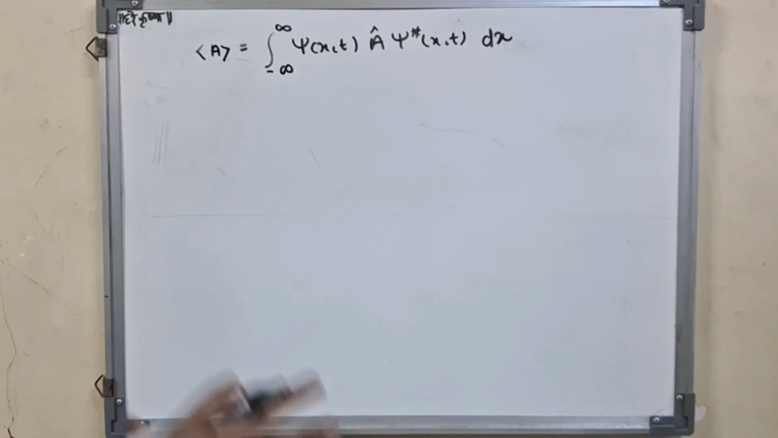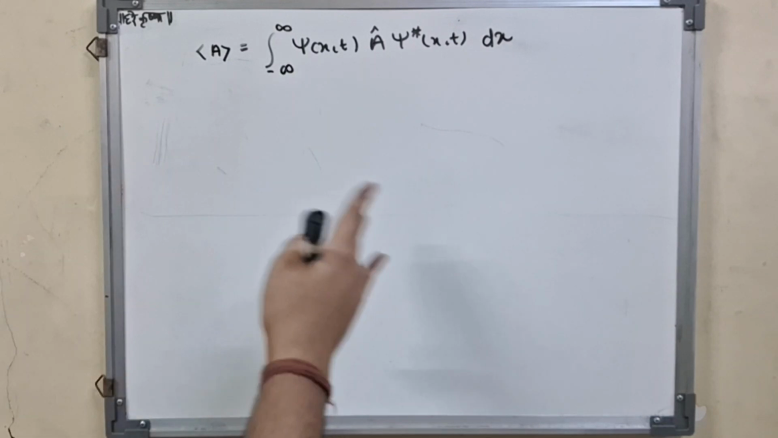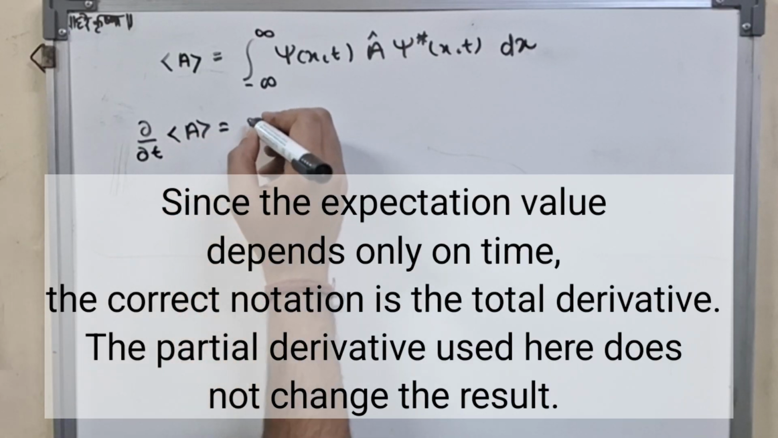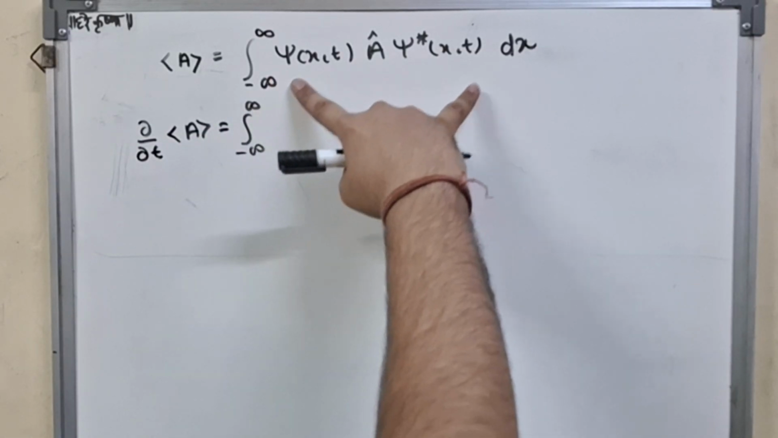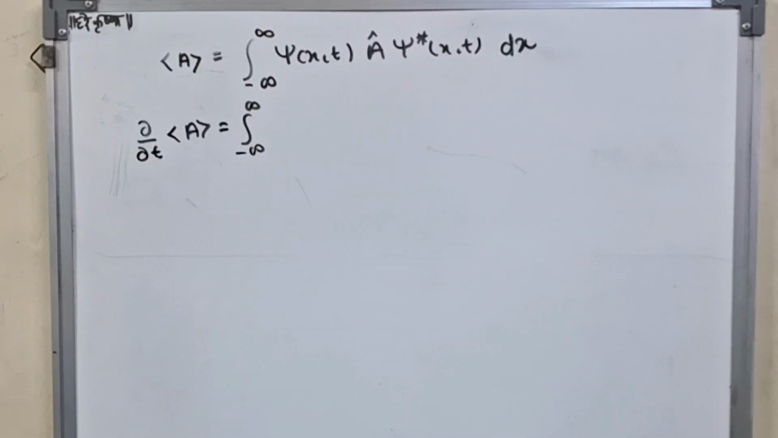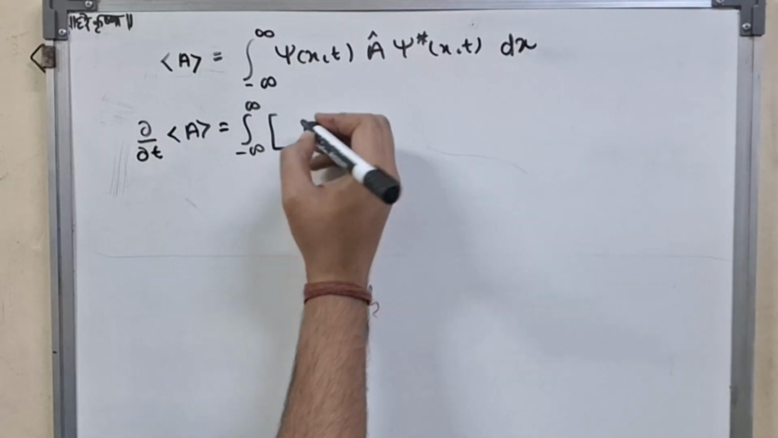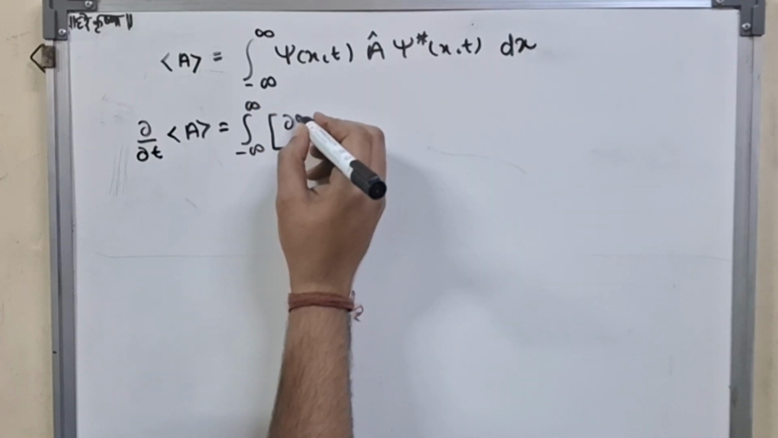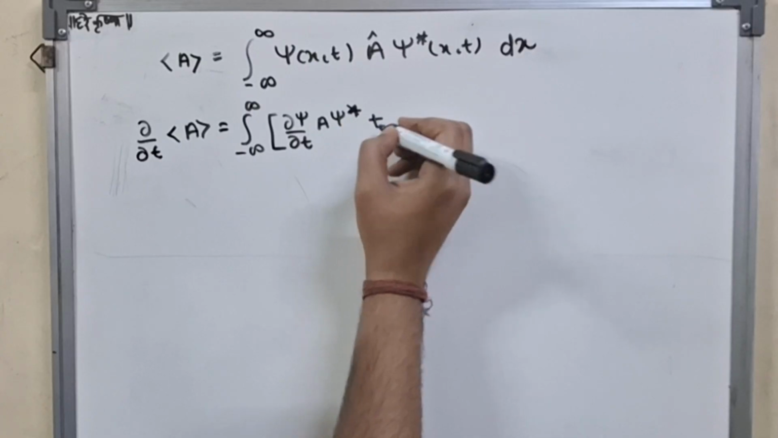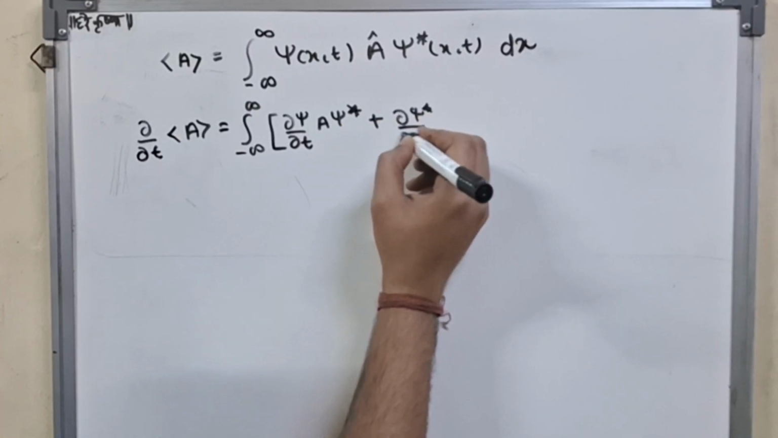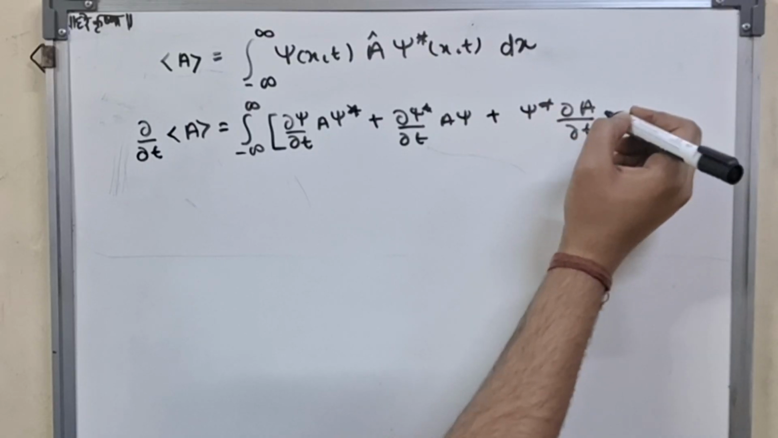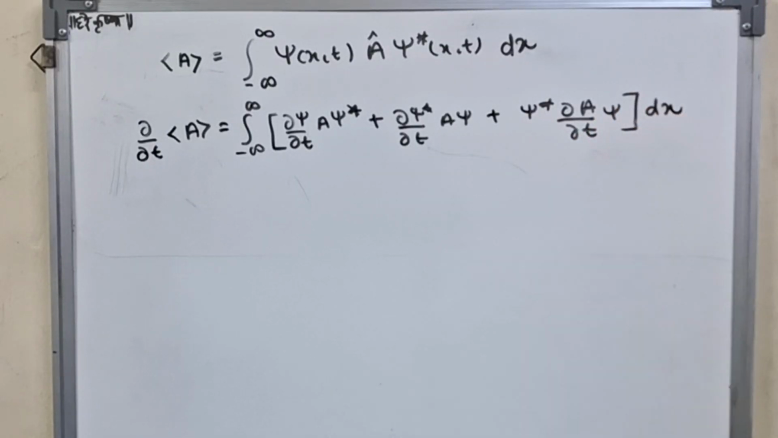Now, with the aim of Ehrenfest theorem, since this is an expectation value, we take the time derivative of this expectation value, which is dou by dou t of A equals the integral from minus infinity to infinity. Since we take the time derivative inside, we do the product rule inside this overall expression, to which we get something like this: dou psi by dou t A psi star plus dou psi star by dou t A psi plus psi star dou A by dou t psi, and dx. Never forget dx.